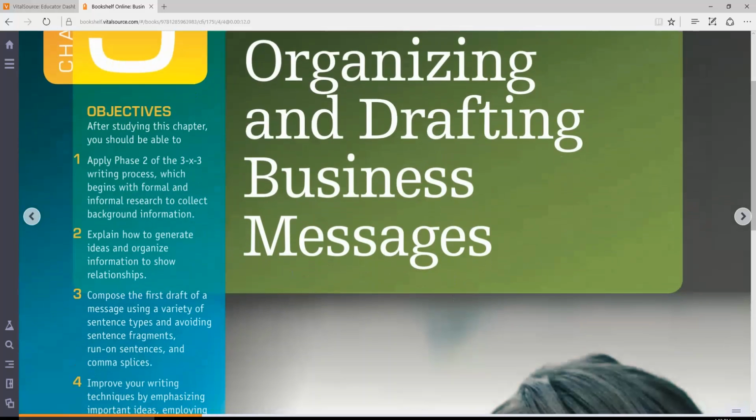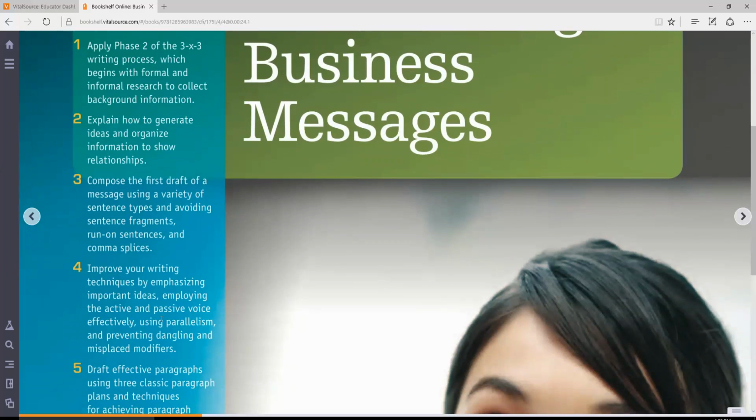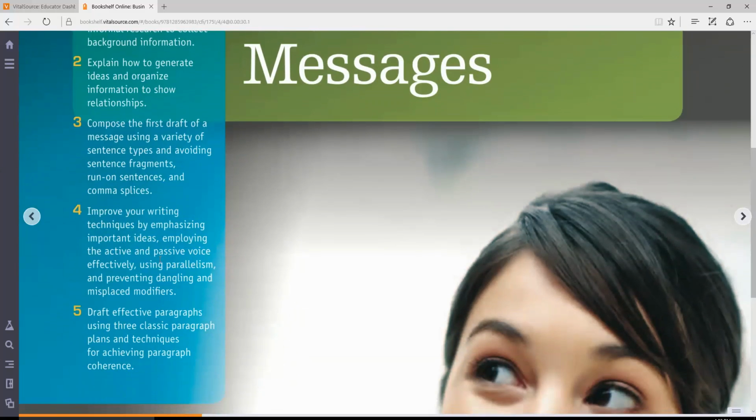Objectives for chapter 5. Apply phase 2 of the 3x3 writing process, which begins with formal and informal research to collect background information. Explain how to generate ideas and organize information to show relationships. Compose a first draft of a message using a variety of sentence types and avoiding sentence fragments, run-ons, and comma splices. Improve your writing techniques by emphasizing important ideas, employing active and passive voice effectively, using parallelism, and preventing dangling and misplaced modifiers. And then draft effective paragraphs using 3 classic paragraph plans and techniques for achieving paragraph coherence.